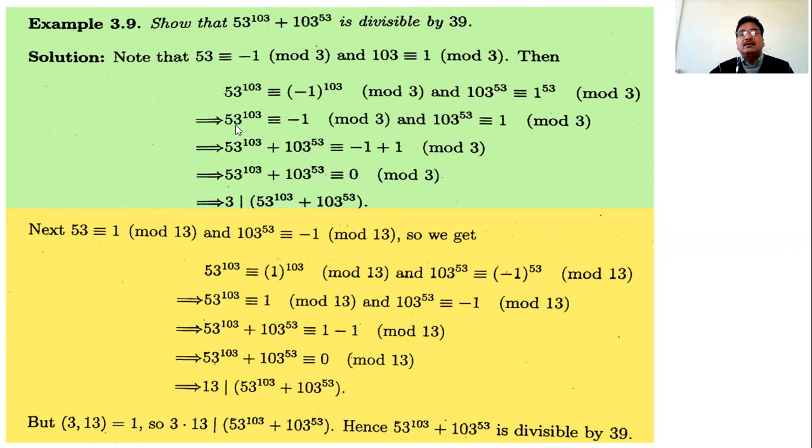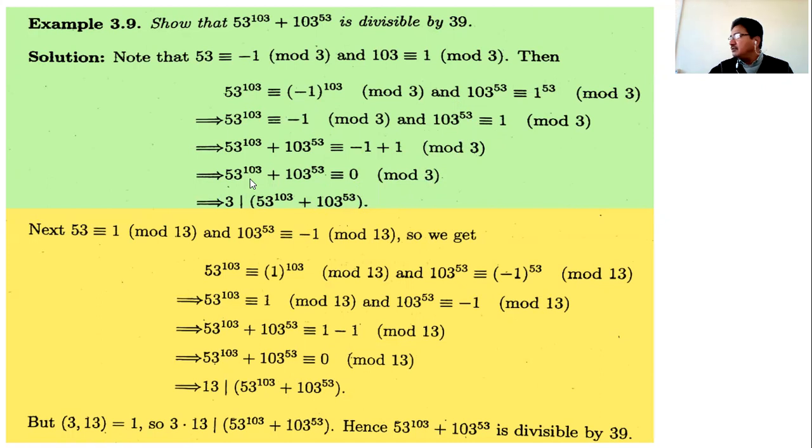Then by using the theorem that if A is congruent to B modulo N and C is congruent to D modulo N, then A plus C is congruent to B plus D, this plus this is congruent to minus 1 plus 1 modulo 3, that is 0. Therefore 3 divides 53 raised to 103 plus 103 raised to 53, because the remainder is 0, by the definition of congruence relation.